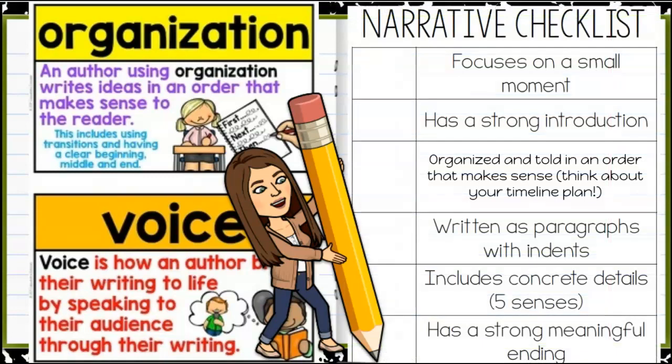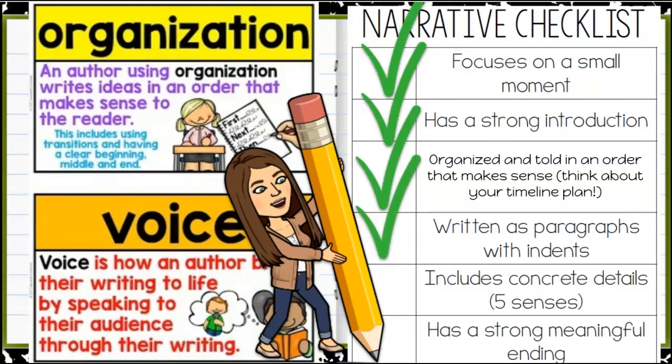A checklist that might help you do this is here. Your checklist includes focusing on a small moment, has a strong introduction, organized and told in an order that makes sense. Think about the timeline plan we're going to discuss. We want to make sure it's written as paragraphs with indents when appropriate, including at least 5 sentences with concrete details, and has a strong and meaningful ending.